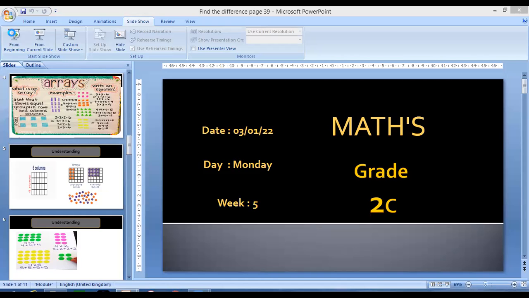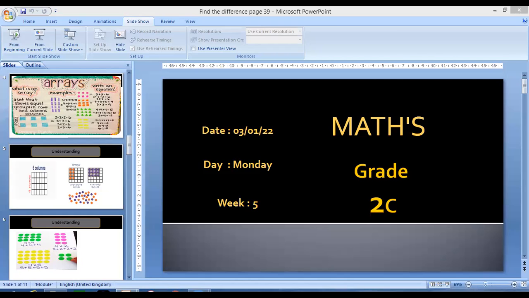Today in math, we are going to start our next lesson. The name of the lesson is Where Are Arrays? It is on page number 40. In this lesson, we are going to learn how to multiply and do addition to make an array.